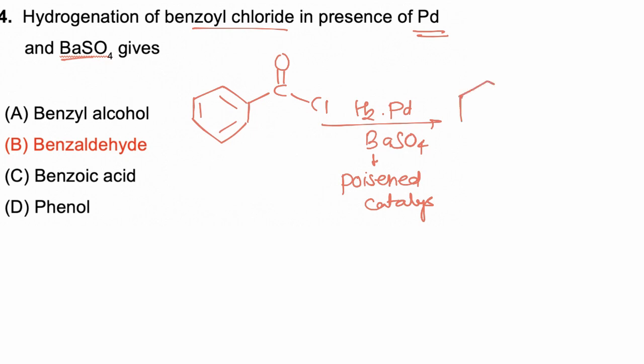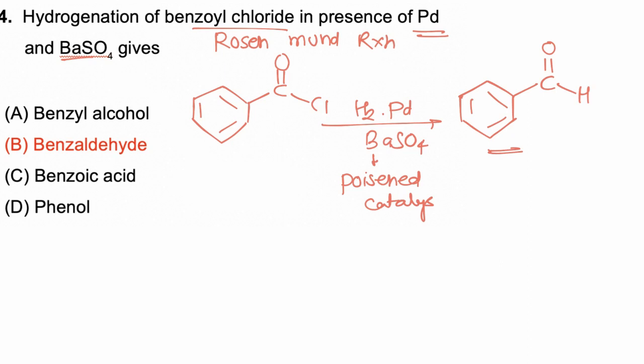So aromaticity of the molecule is retained and only acid chloride is reduced to aldehyde. So benzaldehyde is formed as the final product. Now this reaction is a named reaction. This reaction is called the Rosenmund reaction, and this reaction is used to convert acid chloride to aldehyde, and hence the correct answer is B. Now benzaldehyde is the final product obtained.